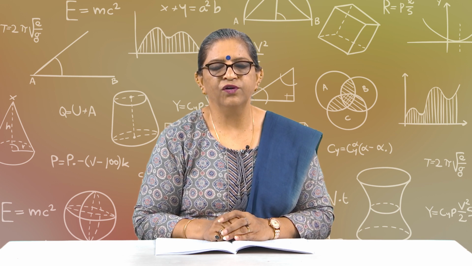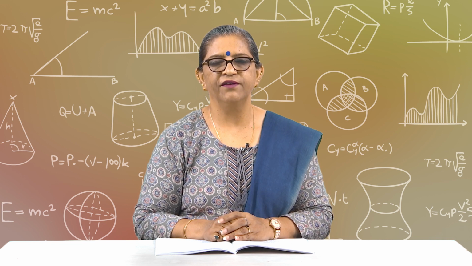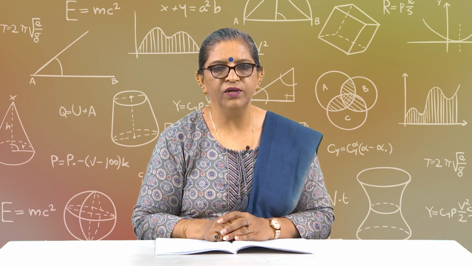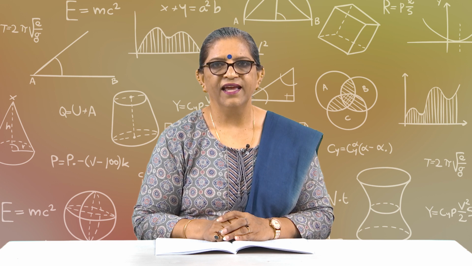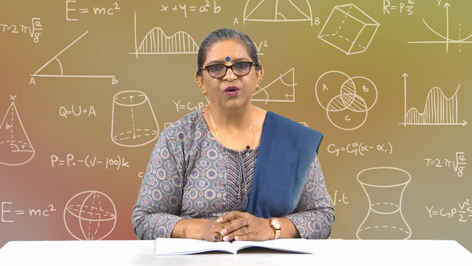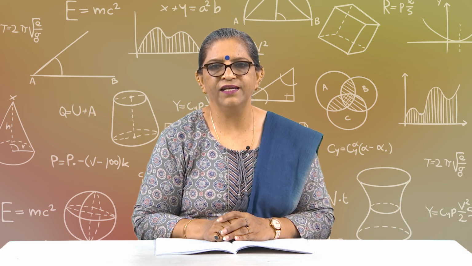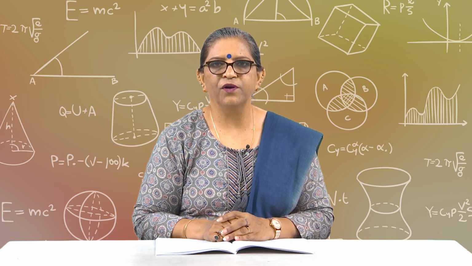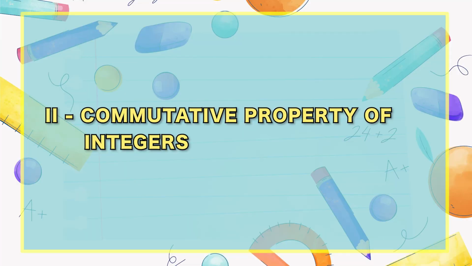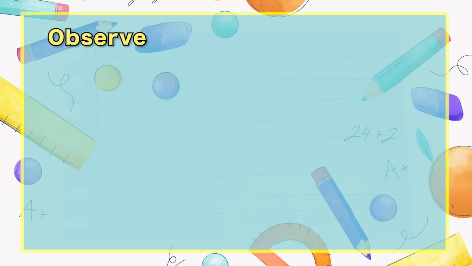Now we know that for whole numbers, if 3 plus 5 is 8, then 5 plus 3 is also 8. That is, addition is commutative for whole numbers. Let us see if it is the same for integers. The next property of integers is called the commutative property of integers. Let us observe the following calculations on addition.